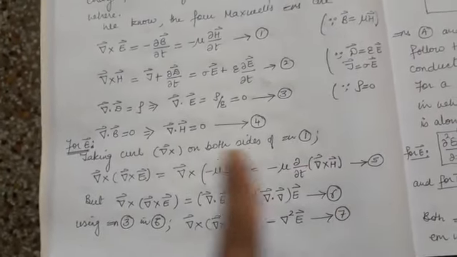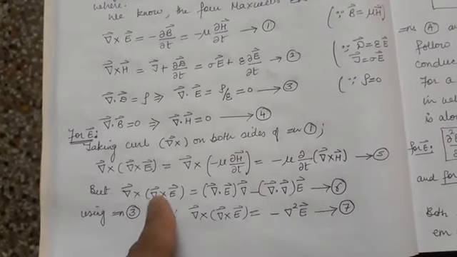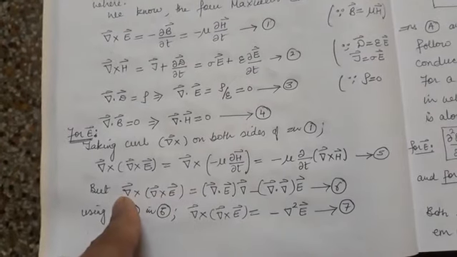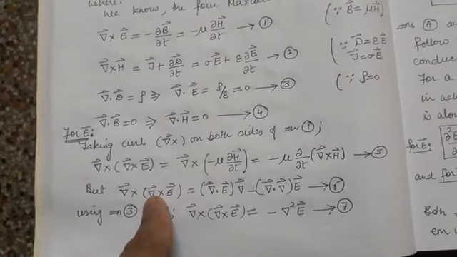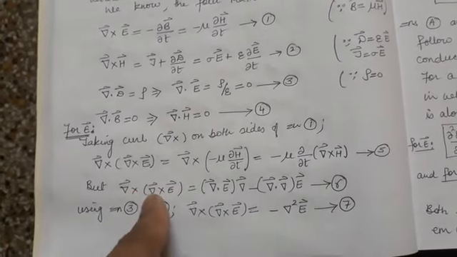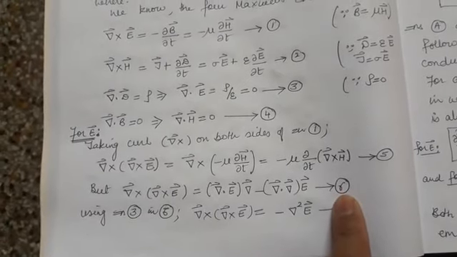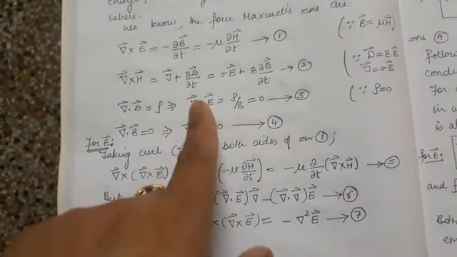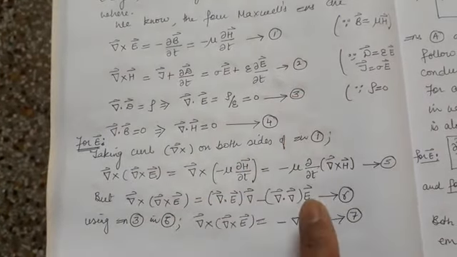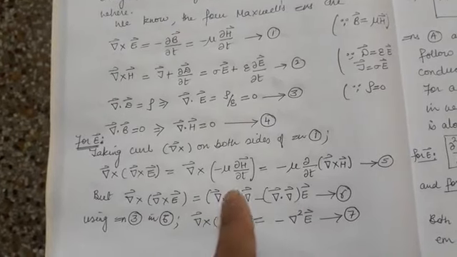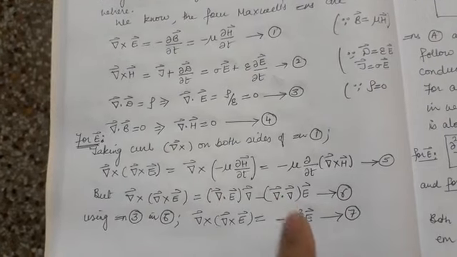Now dear students, you know the vector triple product can be expanded into this form: A cross B cross C is equal to A dot C into B, that is del dot E into del vector, minus A dot B into C, that is del dot del into E vector. This is taken as equation number 6. But I already know that del dot E is equal to 0 from equation number 3. So I'm going to use equation 3 here in equation number 6, and I'll get this term as 0. With del dot E equal to 0, del dot del becomes del square.